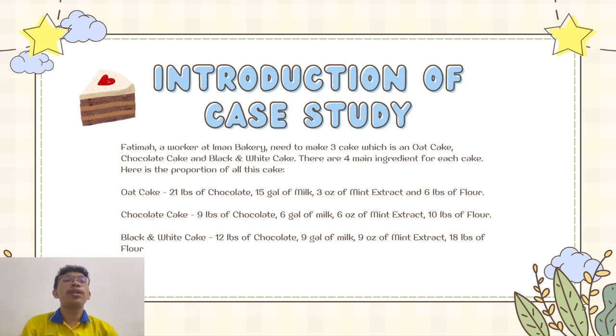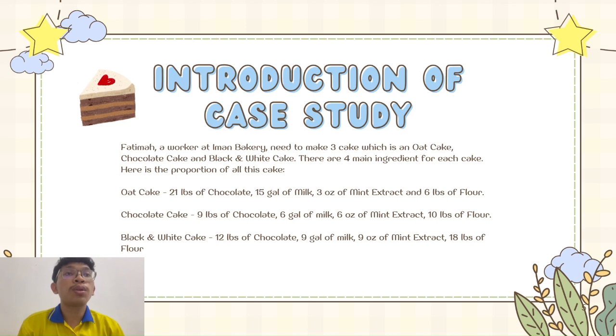Okay guys, for the introduction of our case study, I'll be the one to explain it to you. There is a Fatima who is a worker at Iban Bakery. Fatima needs to make 3 types of cake, which are oat cake, chocolate cake, and black and white cake. Therefore, she will need to use 4 main ingredients for all of these cakes. This is the proportion for the following cakes.